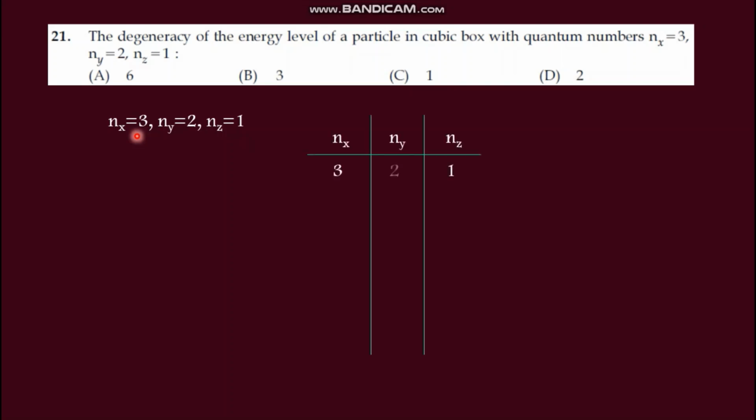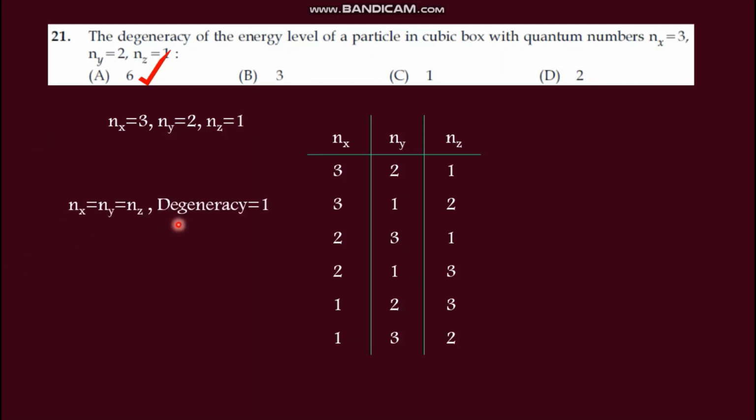energy level. First we can write 3 2 1. Next 3 1 2, 2 3 1, 2 1 3, 1 2 3, 1 3 2. Like this we can arrange, and this is the maximum arrangement we can make with the three different values 3 2 1. And the degeneracy is 6. If all the values are different, then degeneracy will be 6. If all the values are same, then degeneracy will be 1. If any two values are equal, that is nx equal to ny, not equal to nz, the degeneracy will be 3.